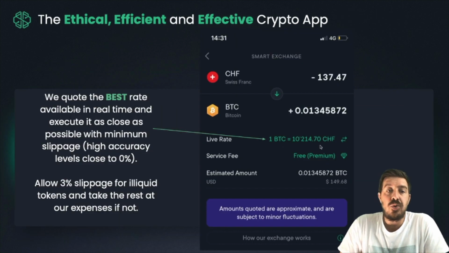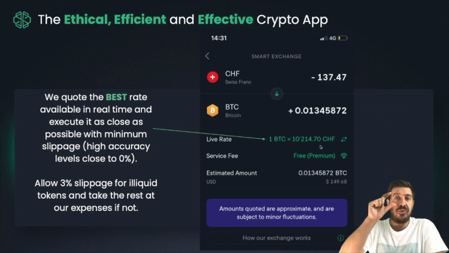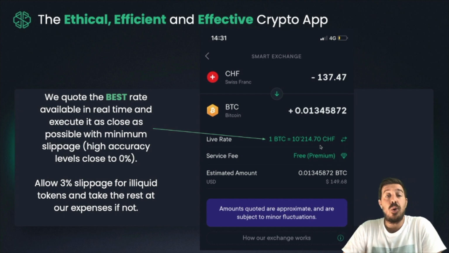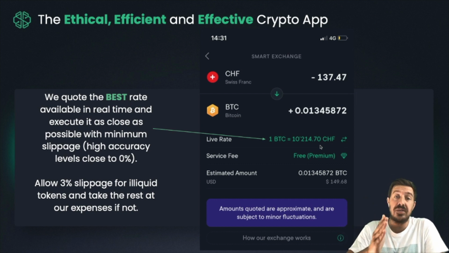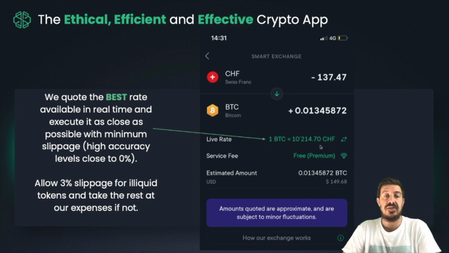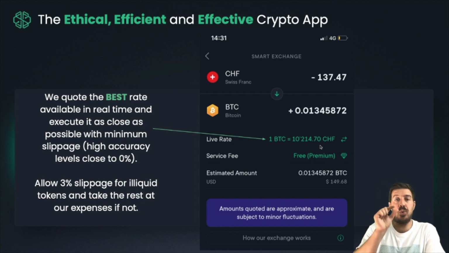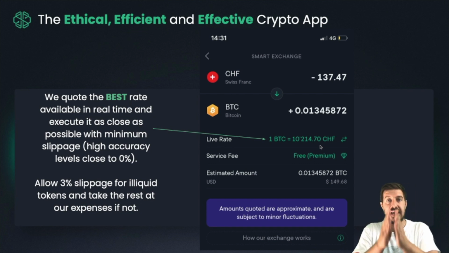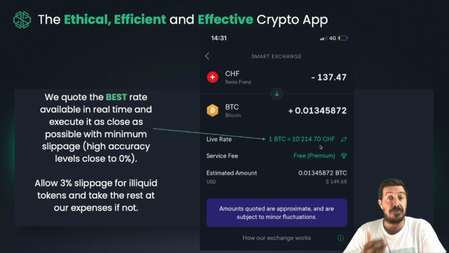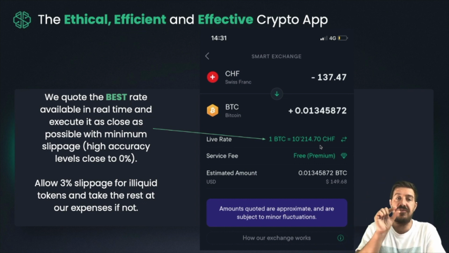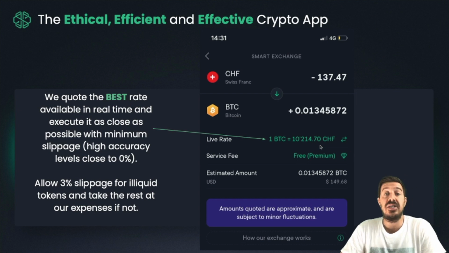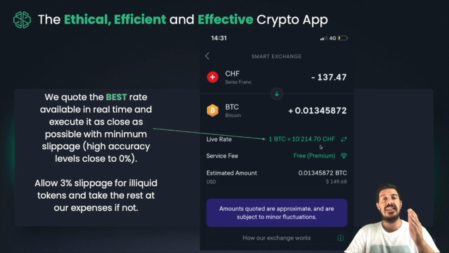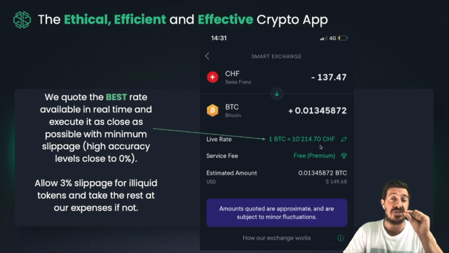So the rate that we quote at SwissBorg, rather than quoting you a poor rate and pretending to do well, we quote you the best rate that is available in real time on 4 different exchanges. And really, we execute with minimum slippage, right? Because it's very hard to execute exactly at that rate, but our accuracy with a smart engine is extremely high. It's very close to 0%, especially for the liquid assets. So the Bitcoin, the Ethereums that have lots of liquidity, our slippage is very minimal and very close to 0% based on the rate that you were quoted.